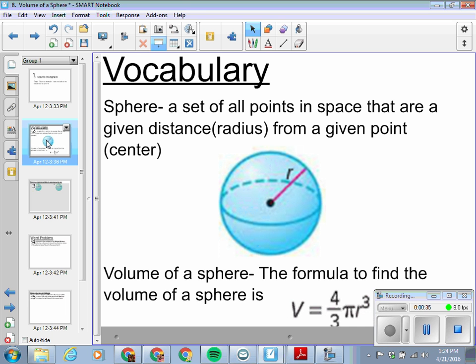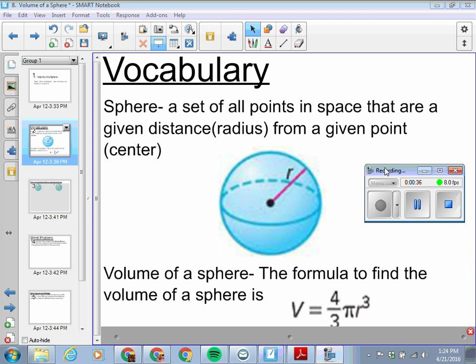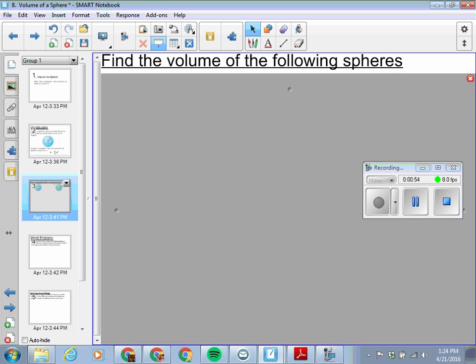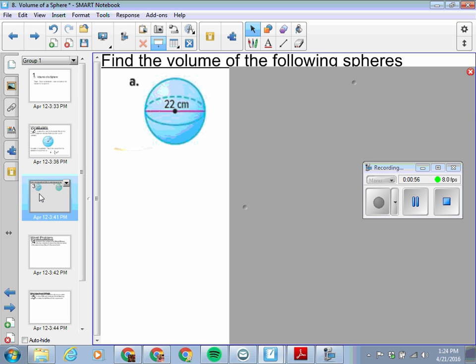And the way to find the volume of a sphere is take 4/3 times pi times the radius cubed. Kind of a confusing formula, but it really is just a plug and chug, and with a calculator, nothing we can't handle here. So let's try it out. Let's find the volume of the following two spheres. We'll do one at a time.